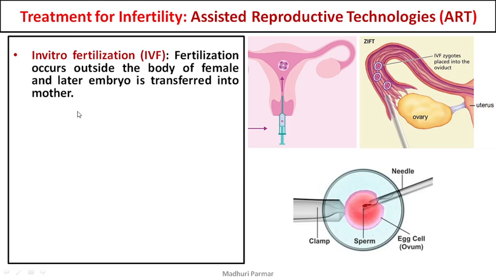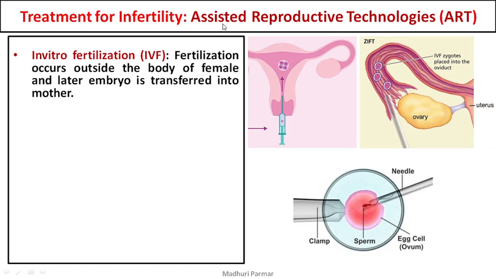Now the second part of the chapter talks about exactly the opposite. There are certain people who cannot conceive a child. This is known as infertility. That is, you are not able to conceive a child. So what is the treatment of infertility? It is together known as ART. The full form is Assisted Reproductive Technologies.